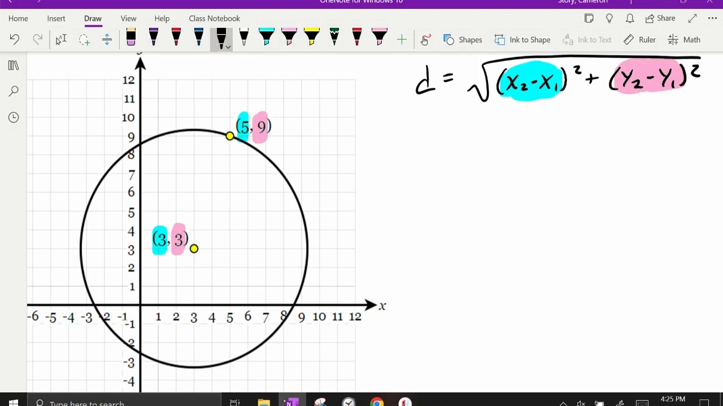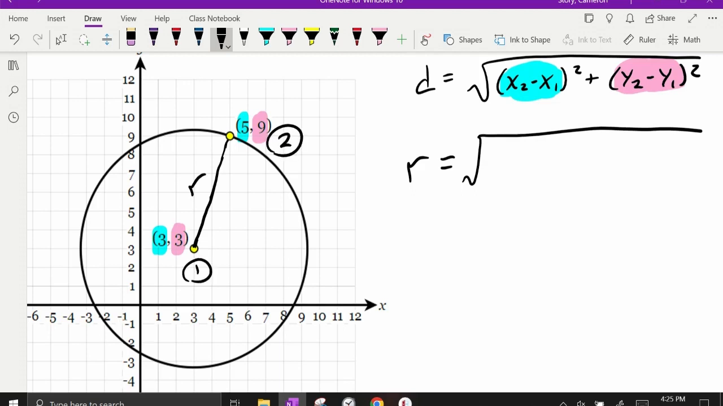The reason why we want to find this distance is because this will be the radius. So we can actually change that d to an r, okay? Because we want to find the distance between these 2 points, and that would be the radius. The radius would be equal to big square root. Okay, let's go ahead and call this coordinate 1 and this coordinate 2, just so we know which one's x1 and which one's x2. So we'll take x2, 5, minus x1, which is 3. We'll square that. Plus y2, which is 9, minus y1, which is 3. We'll square that. And then we just need to simplify.